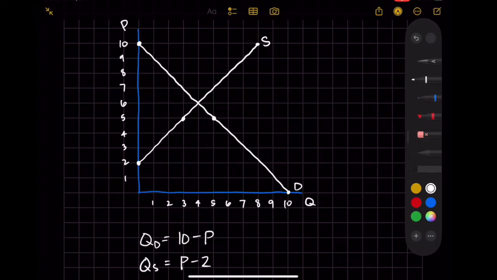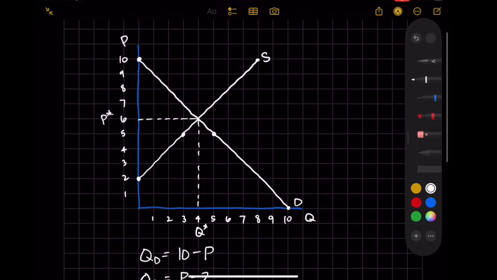and this is supply. Now, in looking at this, we can already see where the equilibrium is, right? This is the point where these two curves cross. So right here, our equilibrium price is going to be $6. So we're going to call this P star. And our equilibrium quantity here is 4. So we're going to call this Q star. Okay. Now, that's one way to solve it graphically.